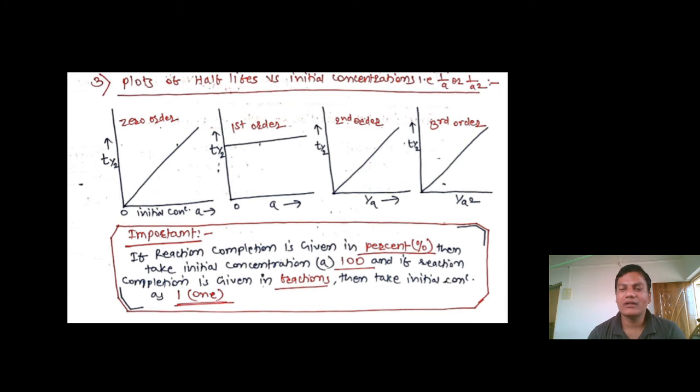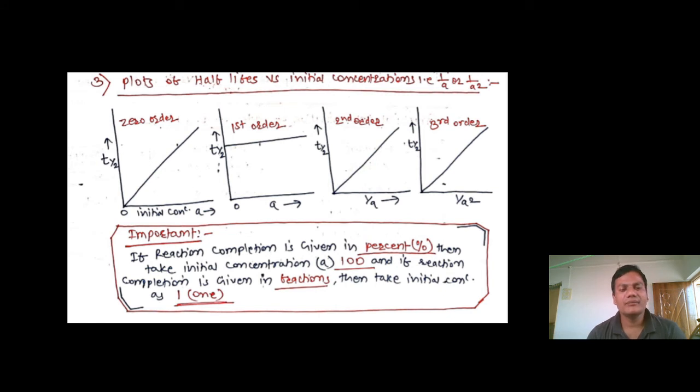For third order, again the nature is a straight line passing through the origin, but with the reciprocal factor, that is 1 by a square. So if you increase the half-life period, 1 by a square increases, that means initial concentration decreases. So these are the natures of the graph. Some important points can be used for memorizing.